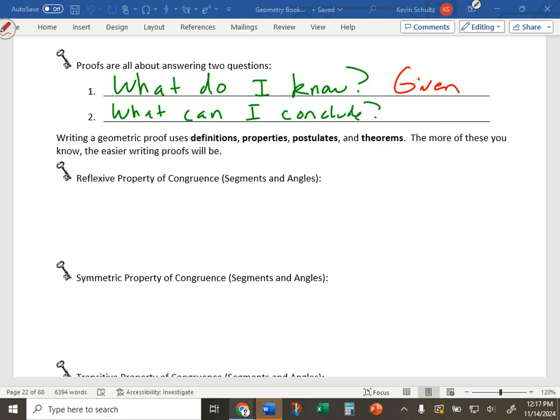And that's where you're using the properties, the postulates, the theorems, all those sorts of things that we've been slowly building in our toolbox here, because you can make conclusions about the diagrams based on relationships. That's why relationships in geometry are so important, and to recognize what those are. Writing a geometric proof uses definitions, properties, postulates, theorems. The more of these you know, the easier writing proofs will be.